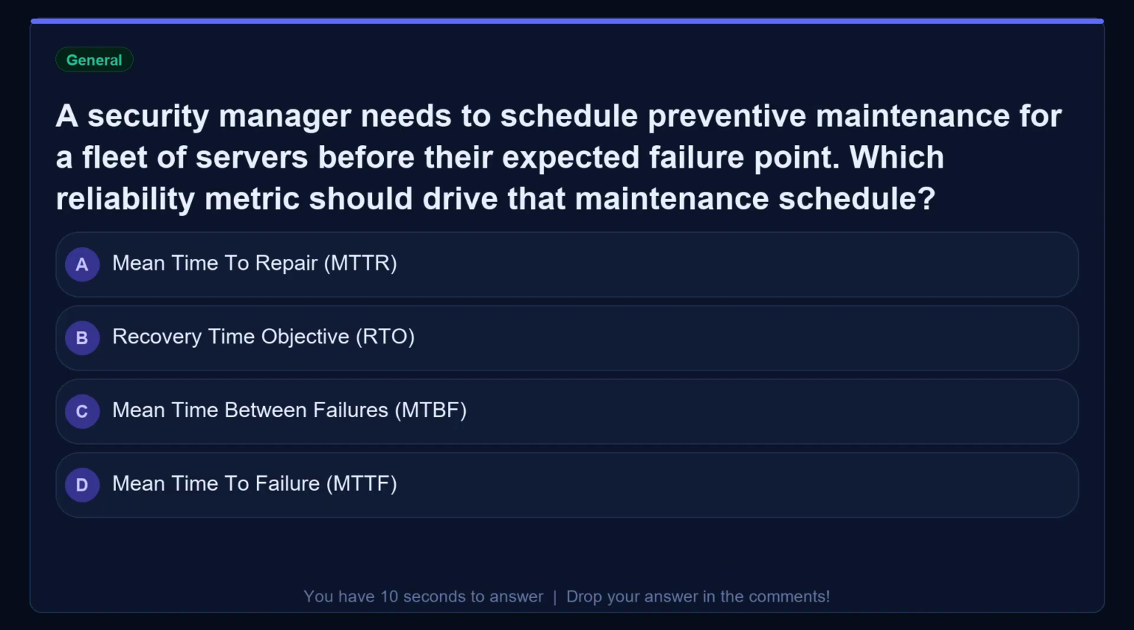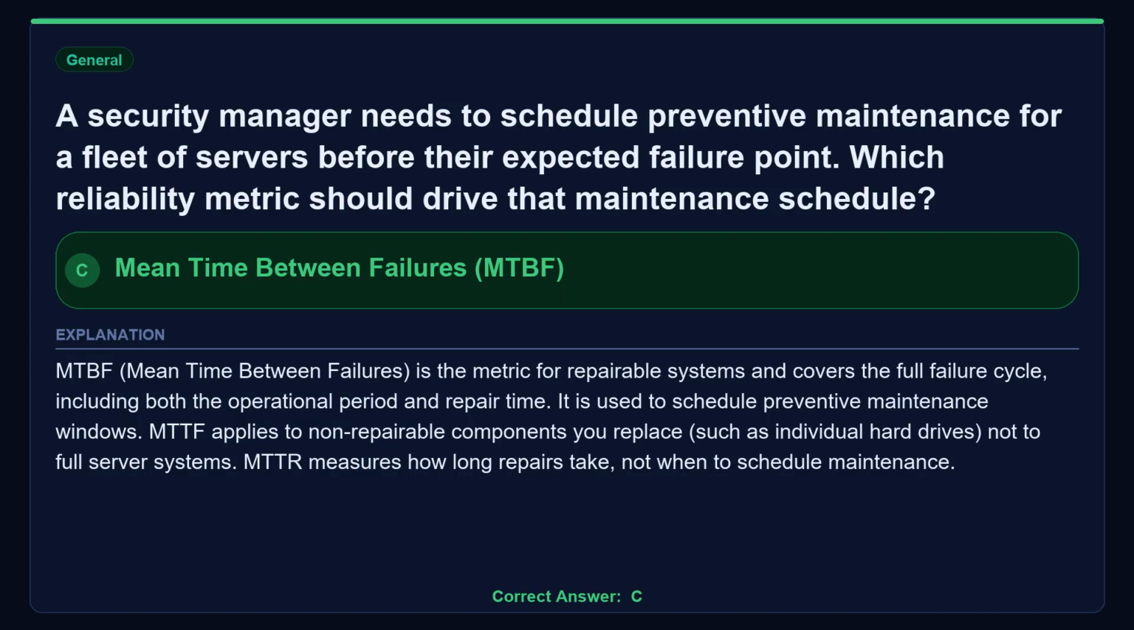A security manager needs to schedule preventive maintenance for a fleet of servers before their expected failure point. Which reliability metric should drive that maintenance schedule? The correct answer is C. Mean time between failures.